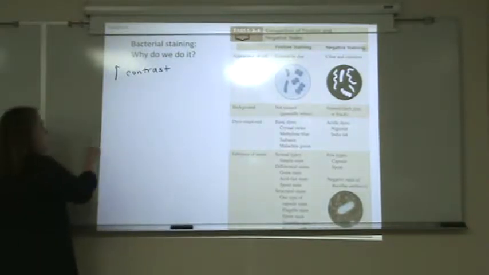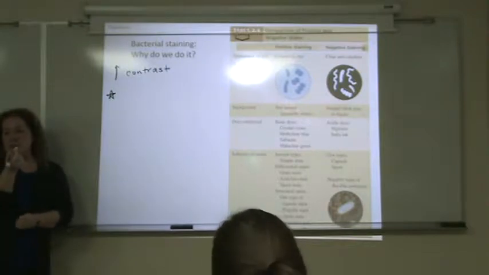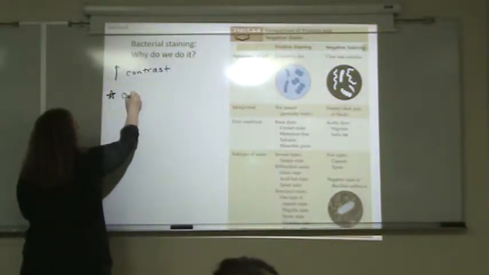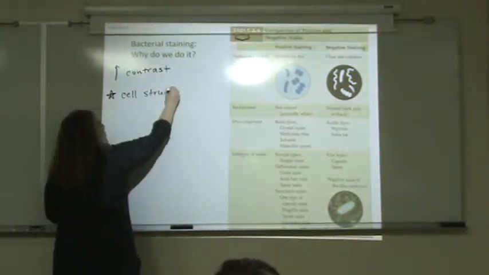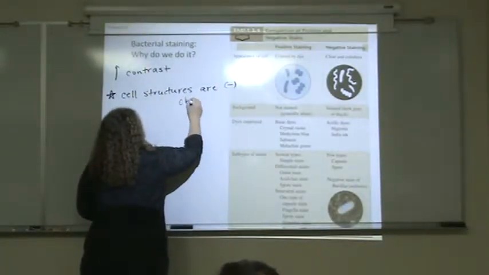To understand staining, there's a key fact that makes it all make sense. And this key fact is that cell structures have a negative charge in general.